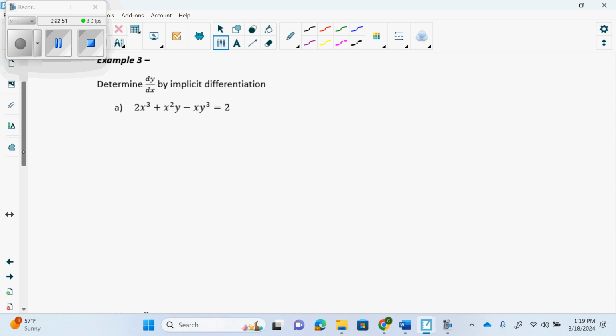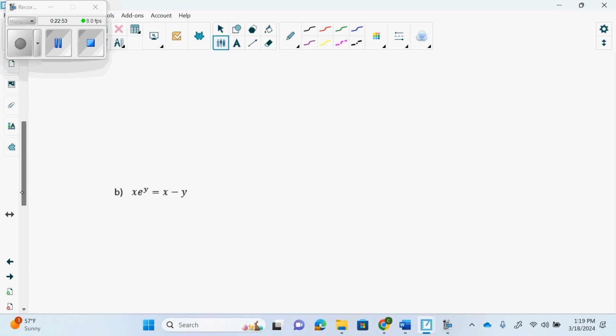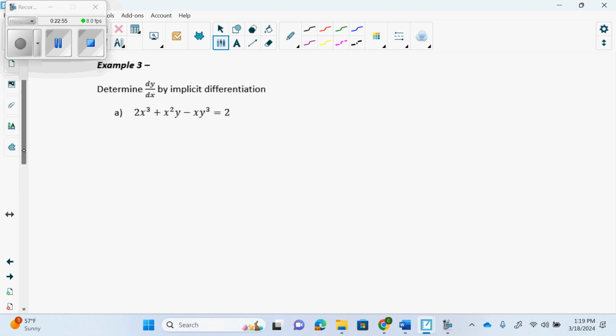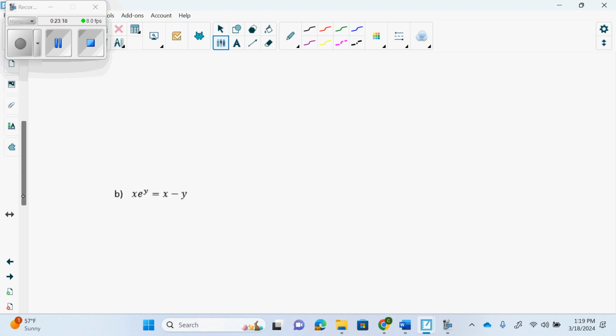So you guys are going to try A and B. A, 2x cubed. Is that a product rule? No. X, so I can just go right ahead and do a derivative, right? X squared y. Product rule. Xy cubed. Product rule. Take the negative 1 with the x, or leave the negative 1 out, but you'll have to distribute through your product rule. So I always just take the negative with the x. Now this one, e x to the y, product rule, and then xy.